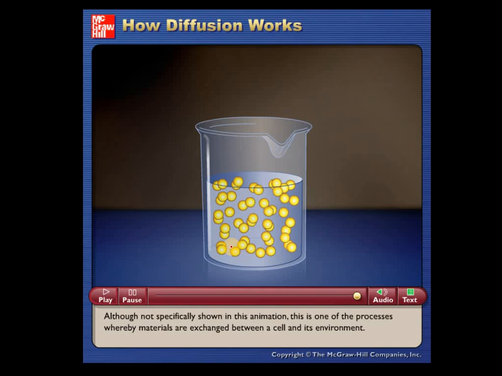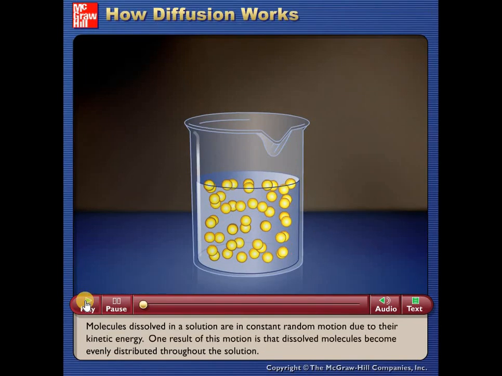So ngayon, papakita ko sa inyo itong video about diffusion.